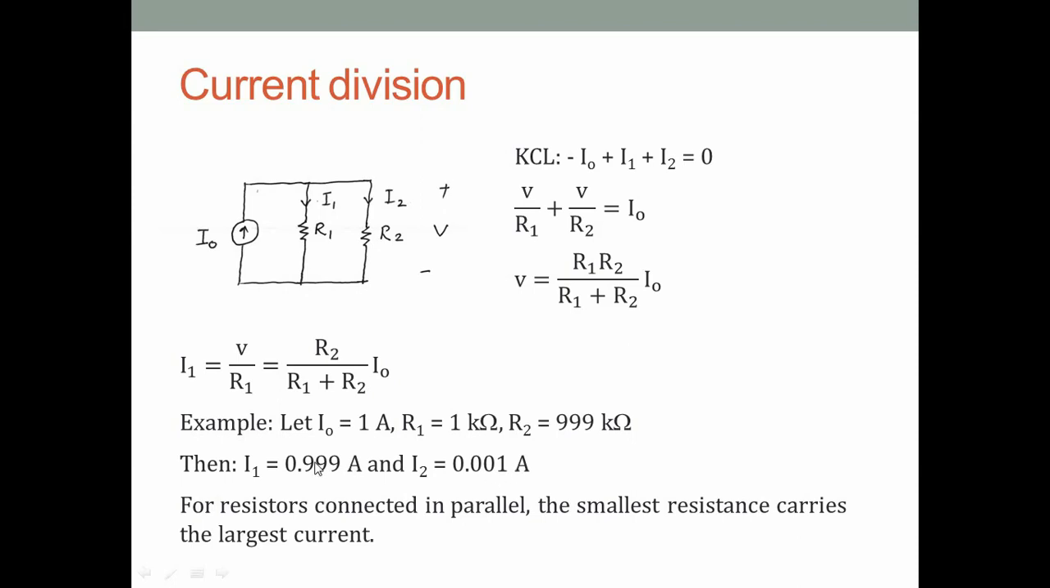So obviously I1 is much larger than I2. I1 flows through R1. R1 is the smaller resistance. So if you have two resistances in parallel, most of the current flows through the smaller resistance. The larger resistance has a smaller current, the smaller resistance has a larger current. This equation is called current division. Current divides between I1 and I2 according to this equation.